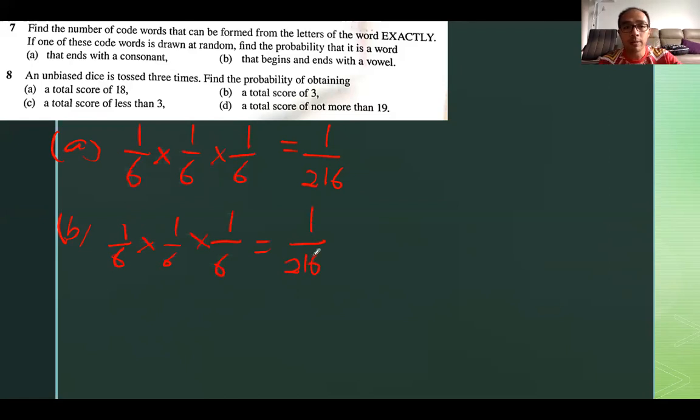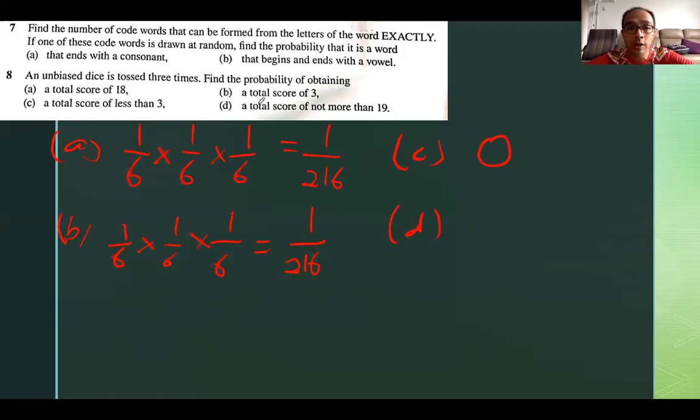Okay. What about question C? A total score of less than 3. Ask yourself, is it possible for you to get a total score of less than 3? Cannot, because you throw the dice 3 times, right? How can you get anything less than 3? So this is what we call the probability of 0. It's never going to happen. You throw one dice 3 times, if your score is less than 3, then you better go and find somebody, because there's probably a ghost in the house. Suddenly you got a score less than 3.